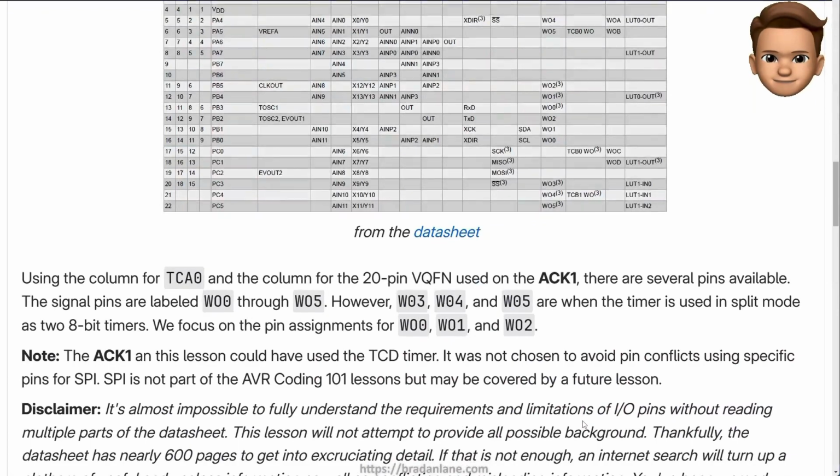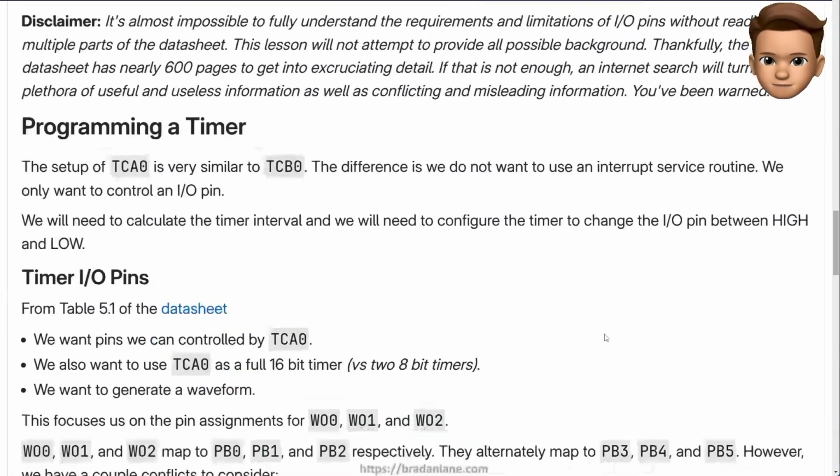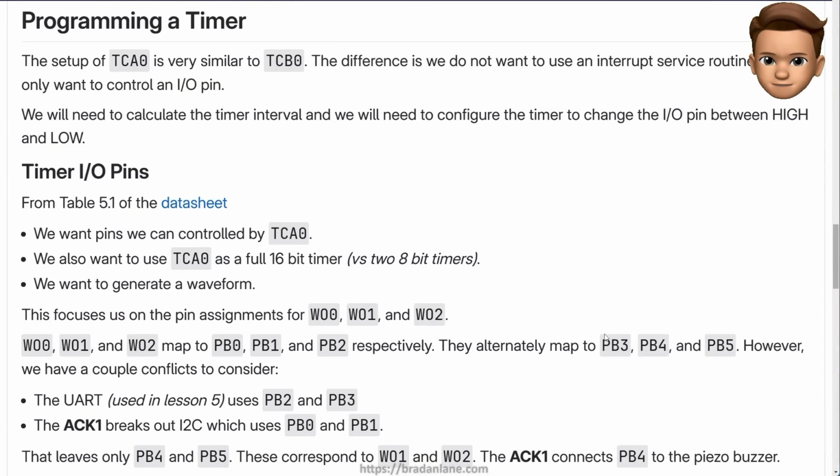And on the AC1, PB4 is where the piezo buzzer is connected. So let's go ahead and start the process of programming that timer. It's going to be very similar setting up the timer as it was when we had set up the timer for TCB0 for our milliseconds timer.